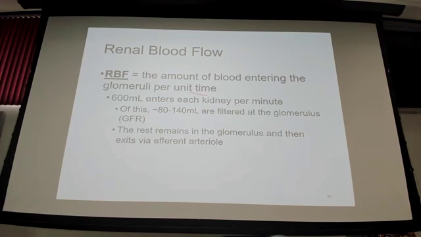So, again, 600 milliliters enters each kidney. We talked about the kidneys receiving 1,200 milliliters, right? So both kidneys together, that's about right. So that's how much blood we're filtering. But a relatively small percentage of that actually becomes filtrate, all right? Actually becomes filtrate.